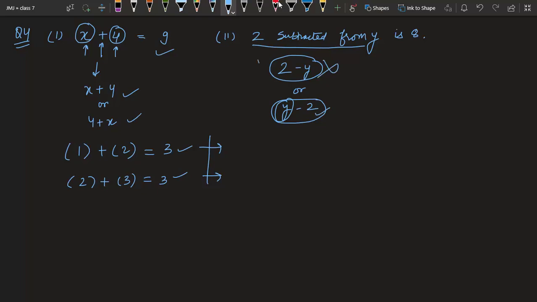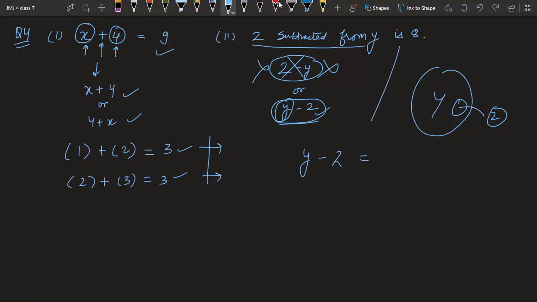That means 2 minus y is wrong. It means y subtracted from 2, which is not given in the question. The question is saying 2 subtracted from y. y is something from which this 2 is taken out. That is why it is written like y minus 2, which means equal to 8. So this is the mathematical interpretation of the given statement. I hope you got this.